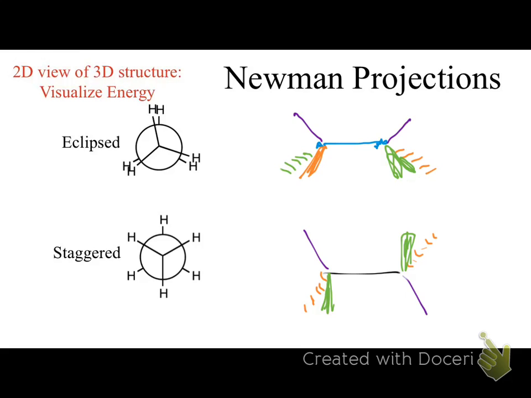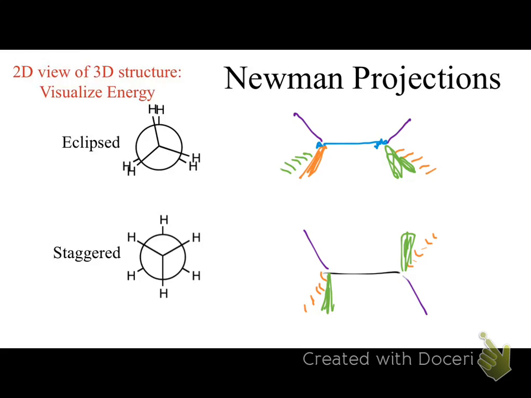And that's kind of what they thought until Newman came along and said, well, instead of looking at it from the side, I'm going to turn it and look at it from the ends. And now when I look at it from the end, we're going to look at it from this end. We'll discuss that in a second. Our purple bond is aimed down.